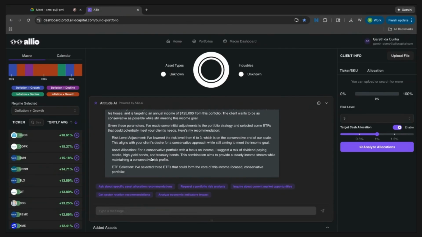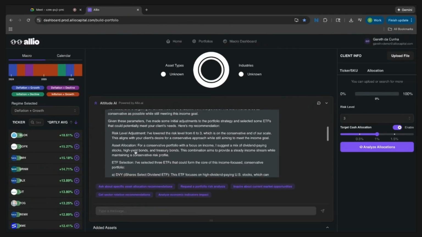Individual adjustments to portfolio strategy. It lowered from a 6 to a 3. We'll ask it to move it back up. I think we can move it a little bit higher for that.